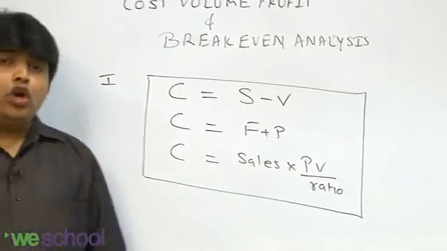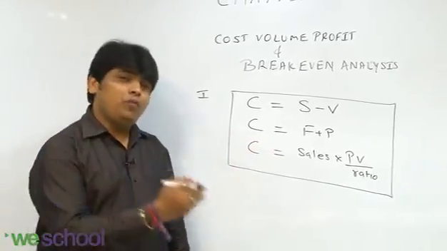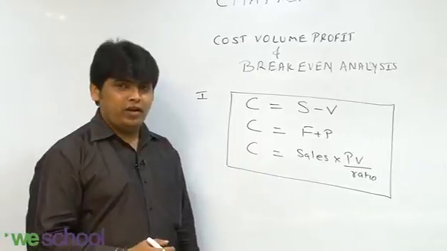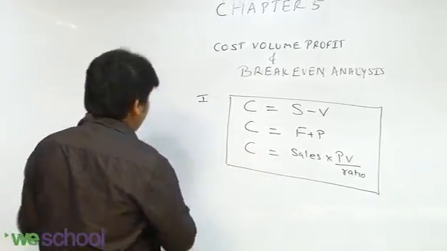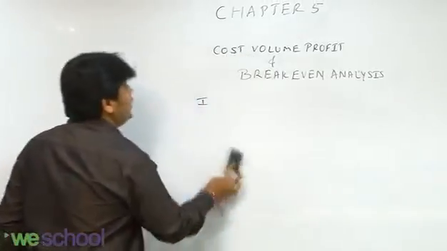Say, contribution is equal to S minus V. Contribution is equal to F plus P. Contribution is equal to sales into PV ratio upon 100. So this is the first formula for contribution. Now we'll move on to the second formula of this chapter, which will help us in doing this cost volume analysis.